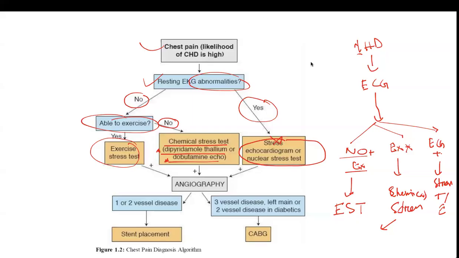Okay? Clear, everyone? Does it make sense? I know this is the hardest topic out of everything that we are going to discuss tonight. But try to understand what to do if a patient can't exercise. If patient can't exercise, then we do a chemical stress test. If patient can exercise, but the problem is that they have a baseline ECG abnormality, then we do the stress echo or a stress nuclear test.